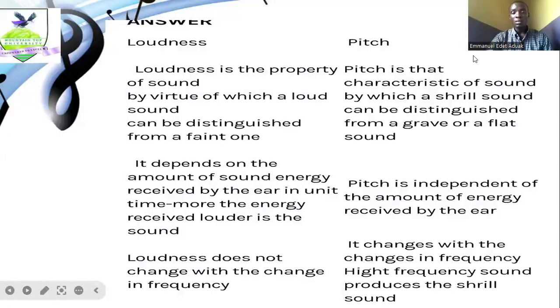So what are the differences between loudness and pitch? Loudness is the property of a sound by virtue of which a loud sound can be distinguished from a faint one, while pitch is that characteristic of sound by which a shrill sound can be distinguished from a grave or flat sound. Loudness depends on the amount of sound energy received by the ear, while pitch is independent of the amount of energy received by the ear. Loudness does not change with the change in frequency, while pitch changes with changes in frequency.